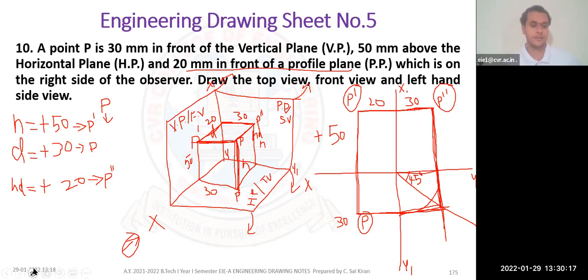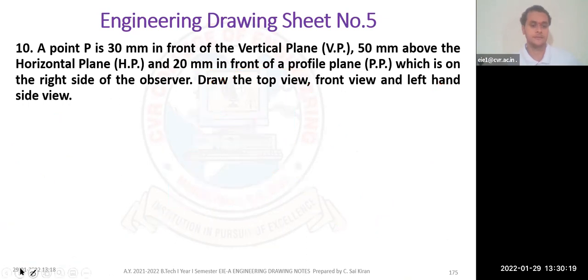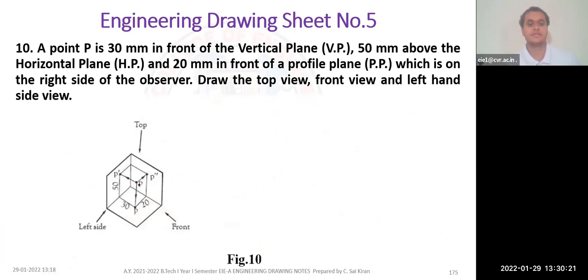If there are no doubts, I will be showing you the solution. Okay, so this is my point P. If I project to the side view, P double dash, and if I project down, it is P dash. This is my left side of the object, so this is my left hand side view. We call this the left hand side view.